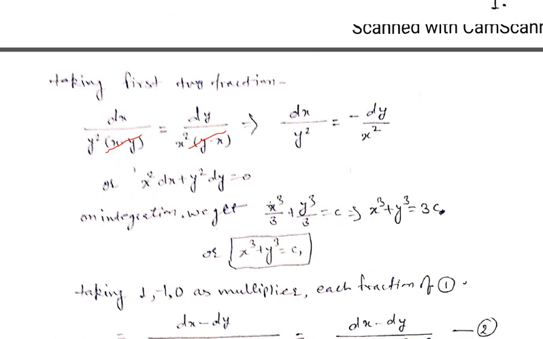Integration of x squared with respect to x is x cubed by 3. Integration of y squared with respect to y is y cubed by 3, equals some arbitrary constant, say c. When we solve it, we get x cubed plus y cubed equals 3c, or we can rewrite this 3c as c1. So we get x cubed plus y cubed equals c1. Here x cubed plus y cubed is an integral of the given equation. Say u equals x cubed plus y cubed.